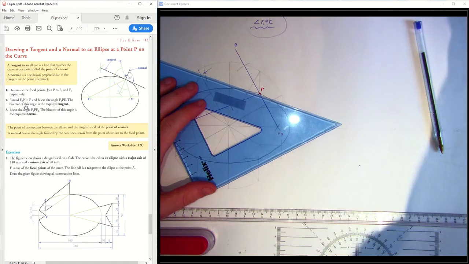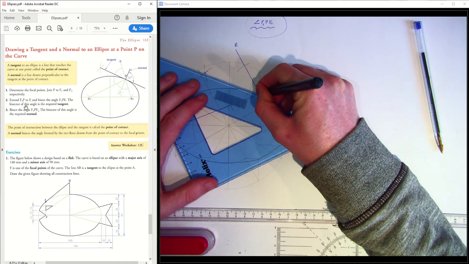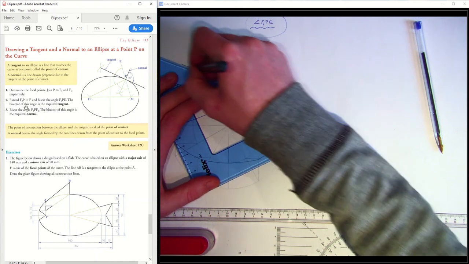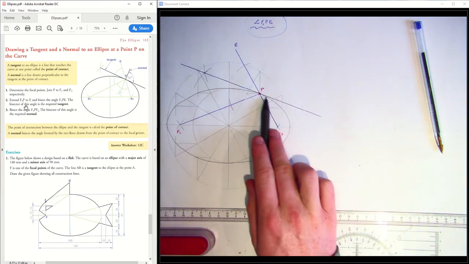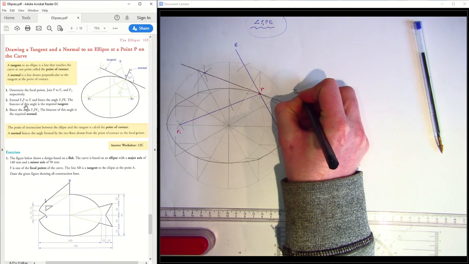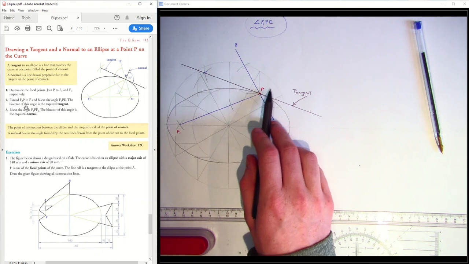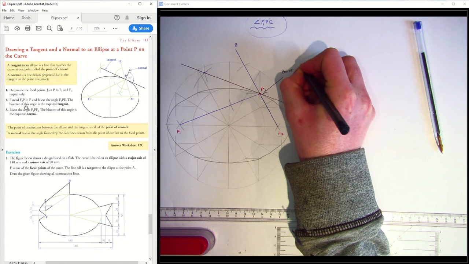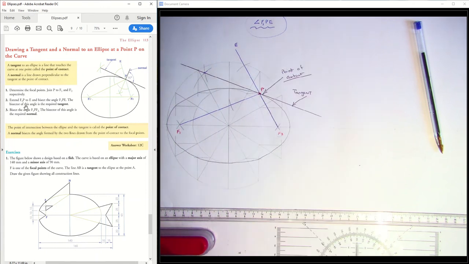Now, to bisect that angle, I'm going to join this point back to the vertex P. The line I've just drawn in here is going to be my tangent. How do I know? Because it's only touching the ellipse at one point, that point P. And that point P is also known as my point of contact.